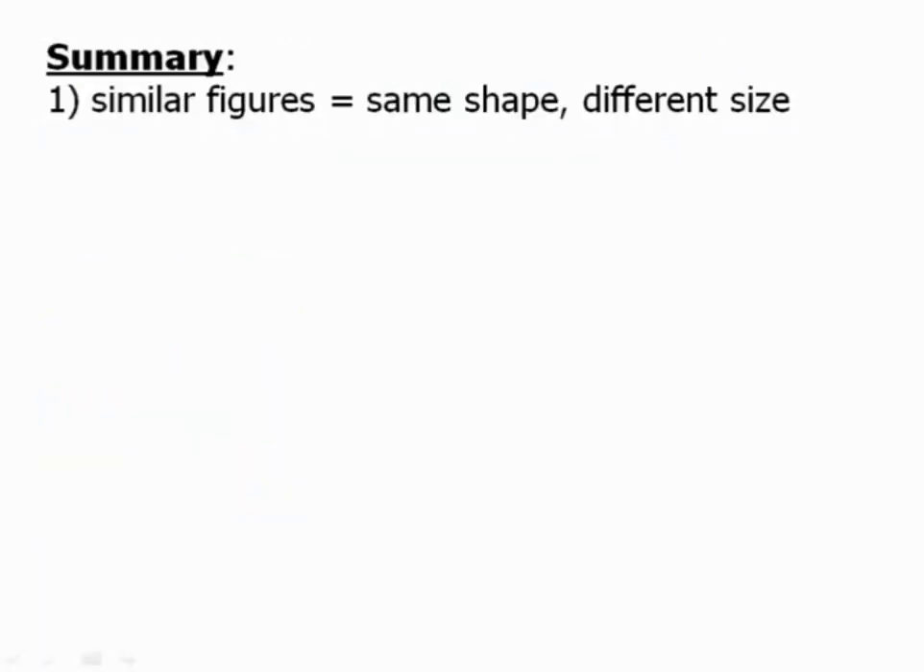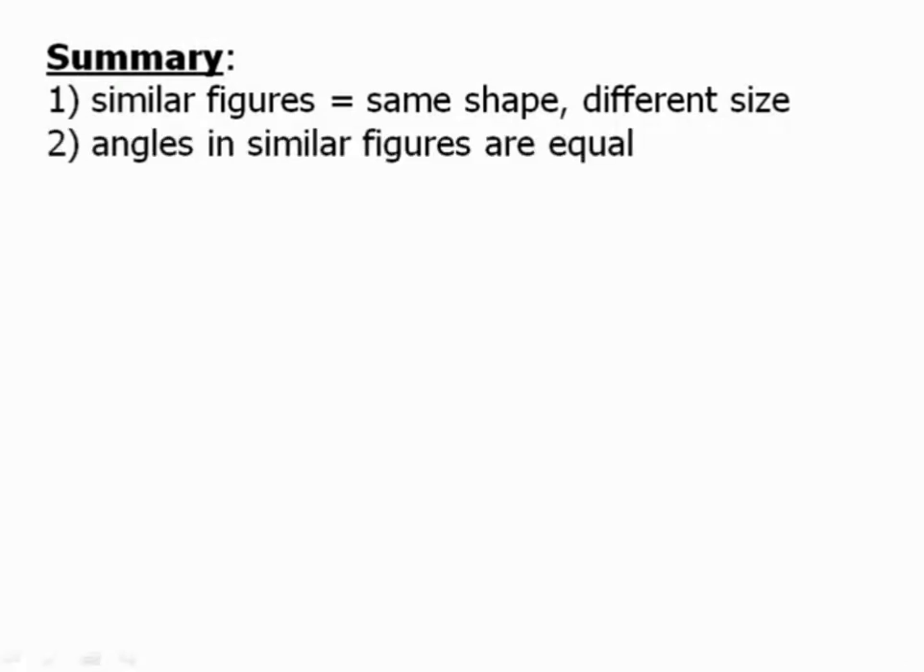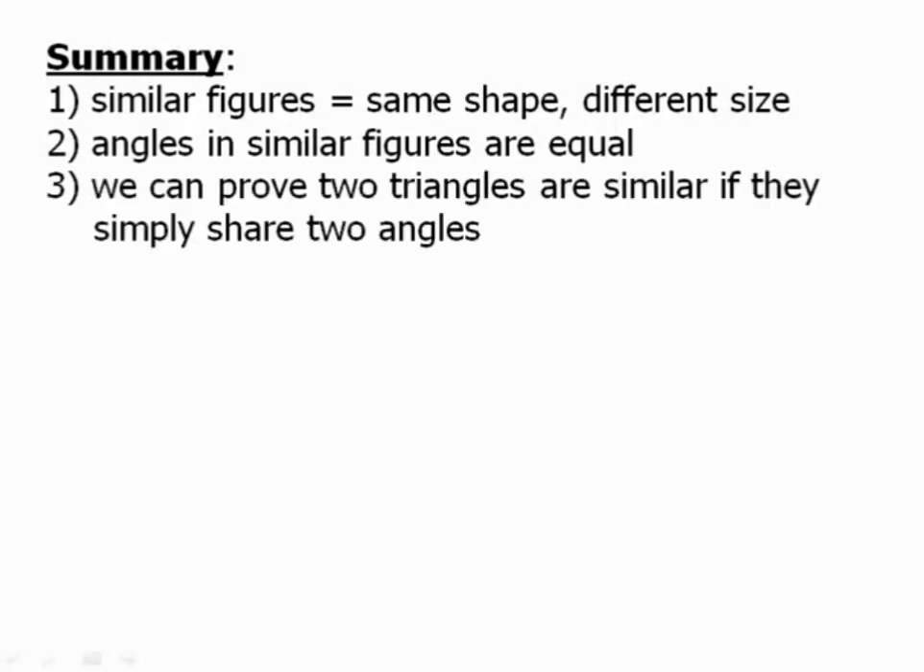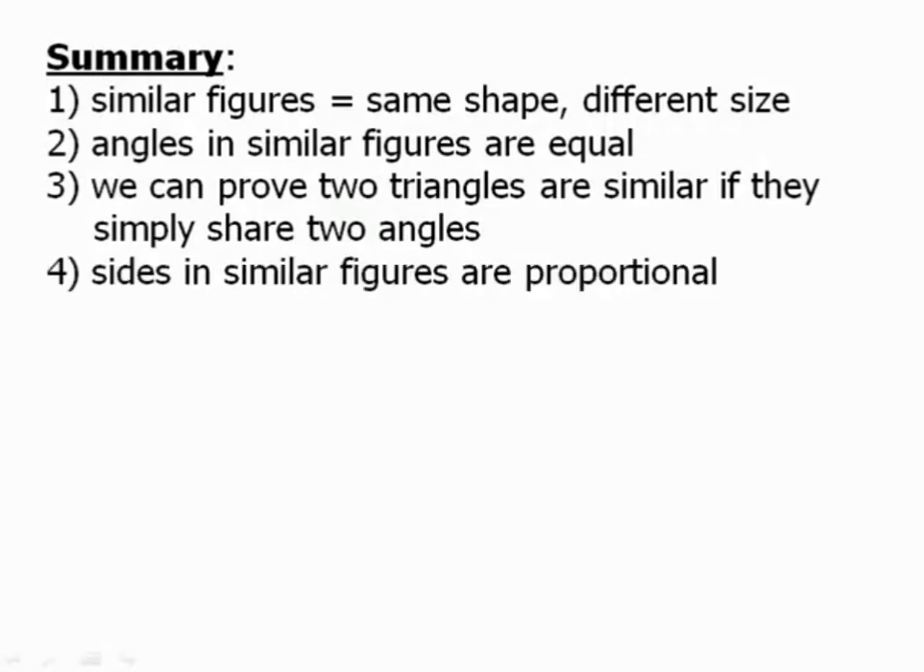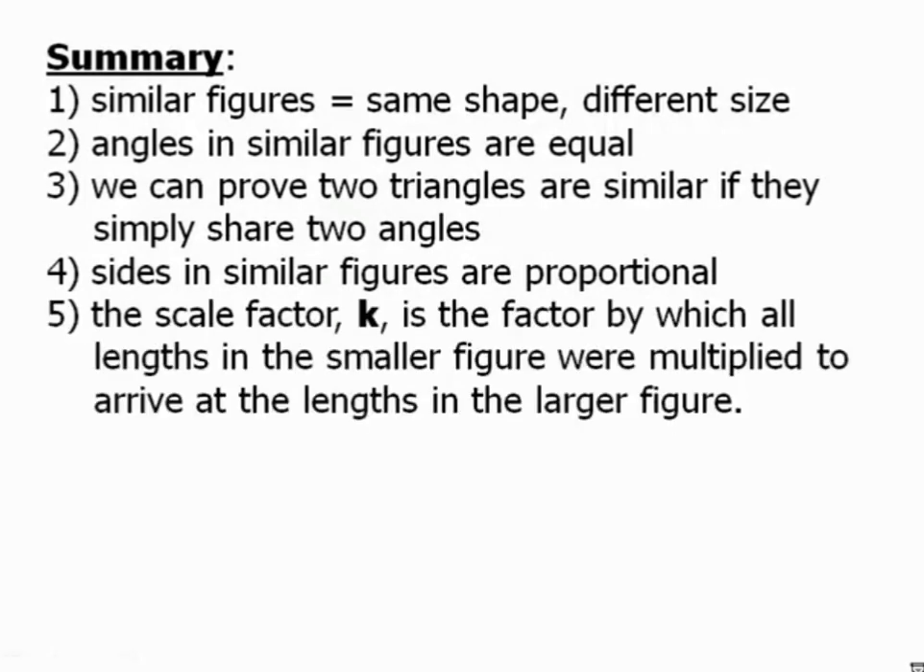In summary, similar figures have the same shape but different sizes. They're like expanded or shrunken down versions of the same shape. The angles in similar figures are always equal. We can prove two triangles are similar if they simply share two angles. Sides in similar figures are proportional. There's a number of ways we can set up those proportions.